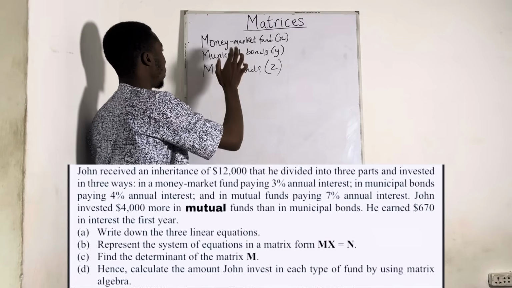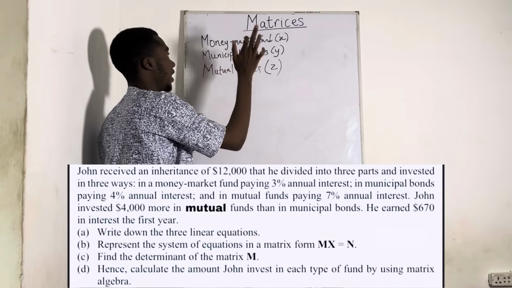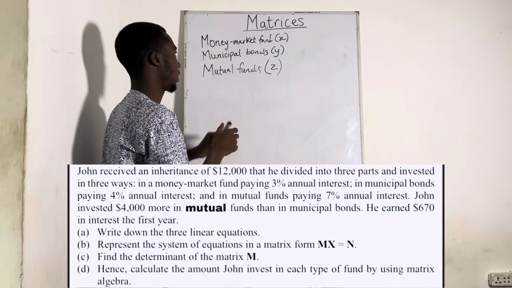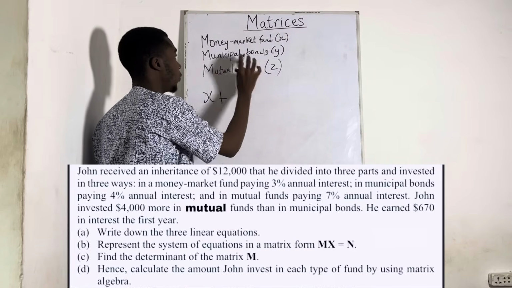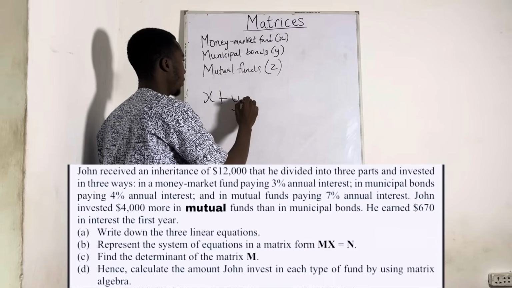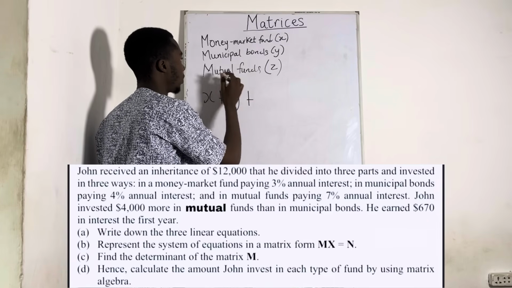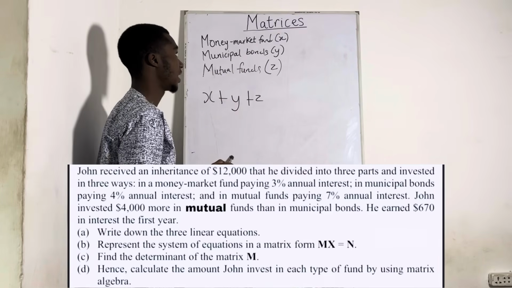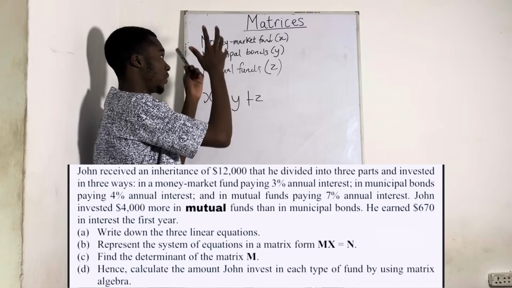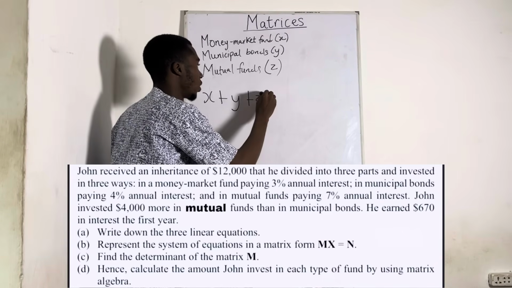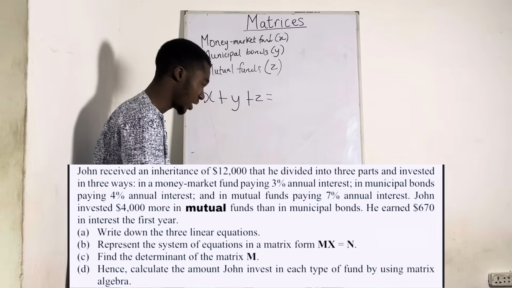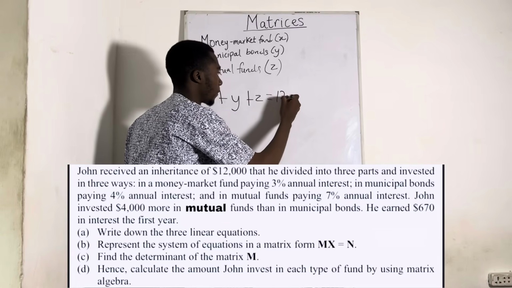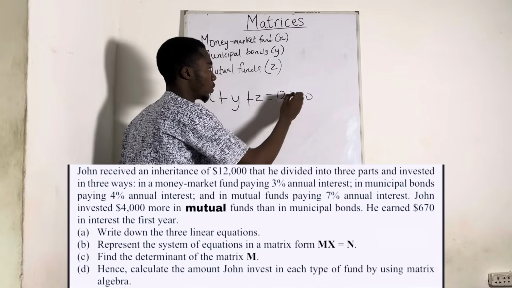So earlier on, we said you are going to represent money market fund by X. So anywhere you see X is the same as money market fund. So X plus our municipal bonds, which is Y, plus the mutual funds, which is Z. So these are the three things he decided to invest in, the three investments. So this should be equal to our total investments, which is what is given in the question. That's $12,000. So this will be equal to 12,000.